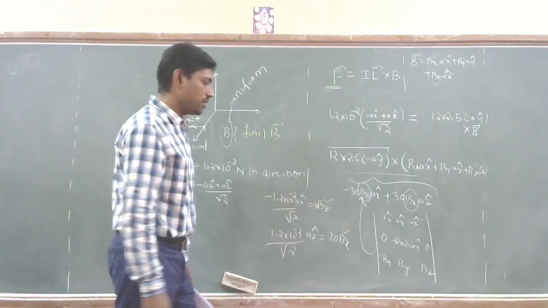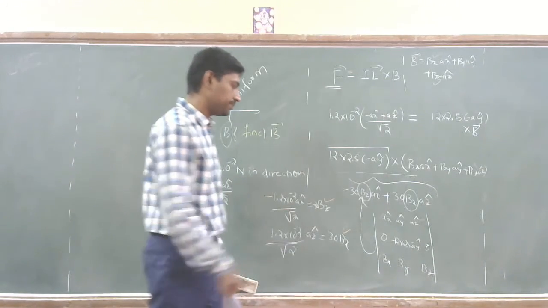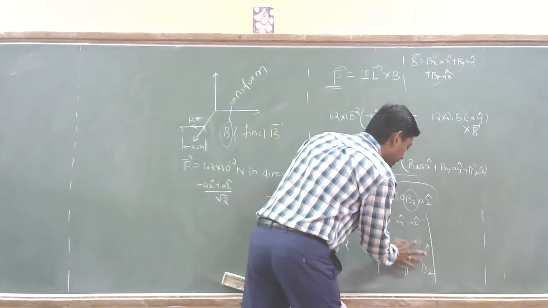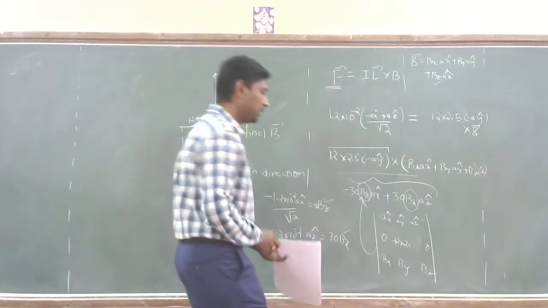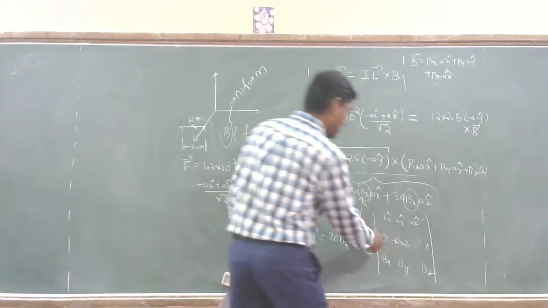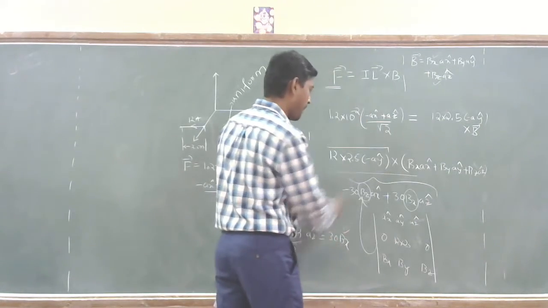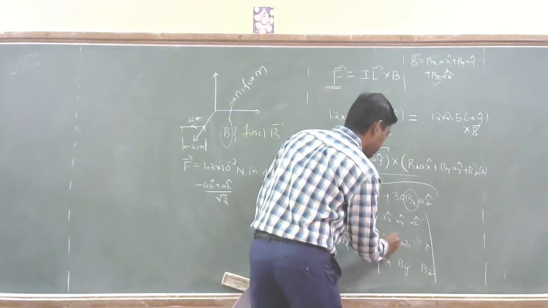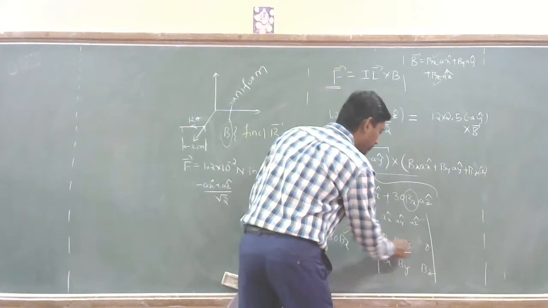Okay. So, sorry, here we only have to write the component one. It will be just minus 12 into 2.5. We need to write only the component parts.